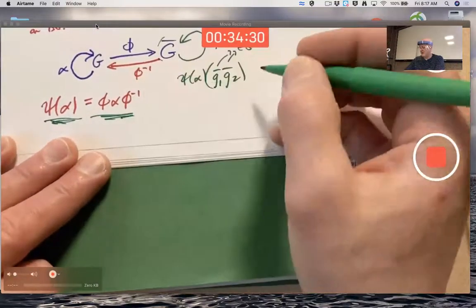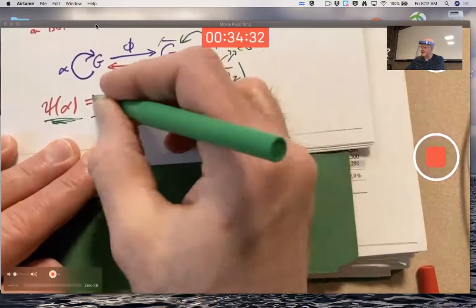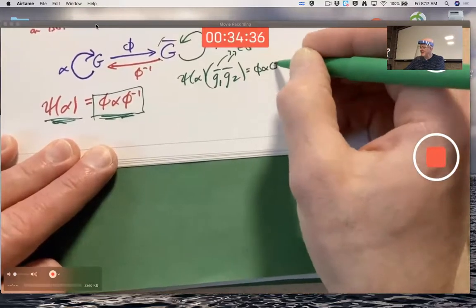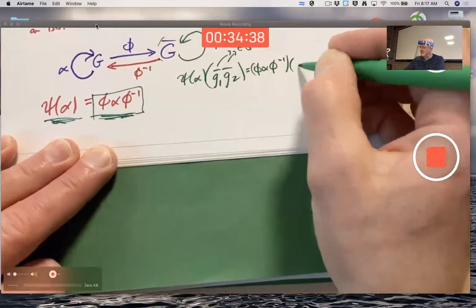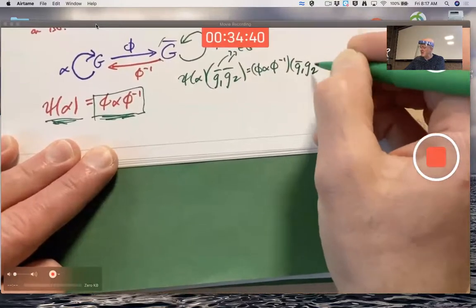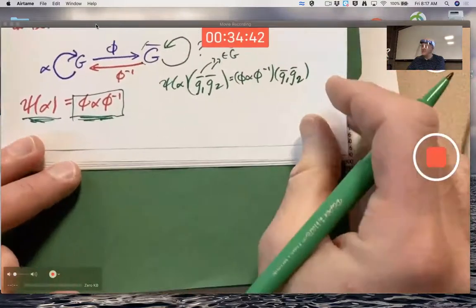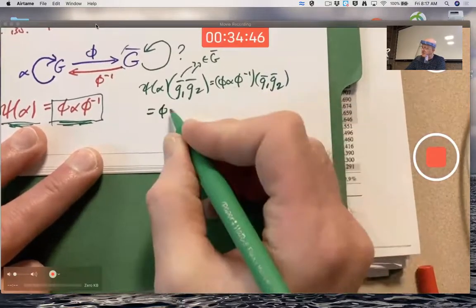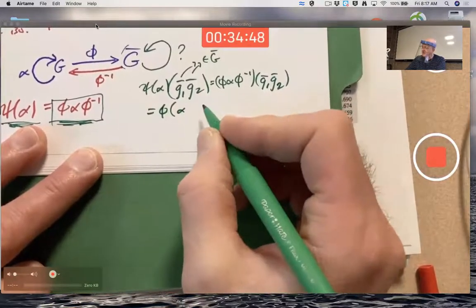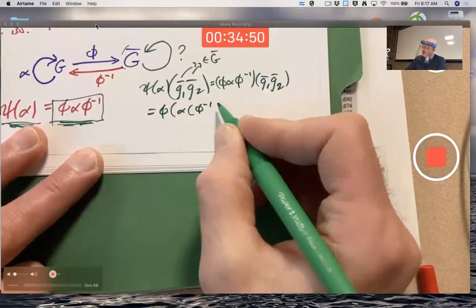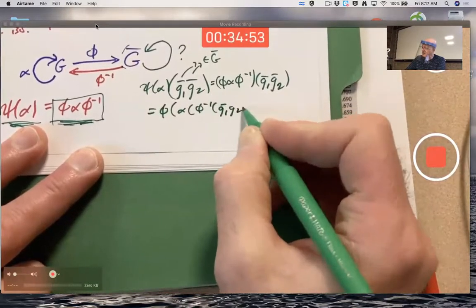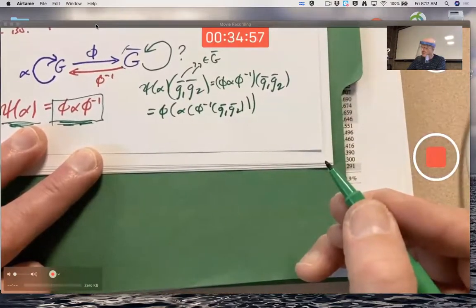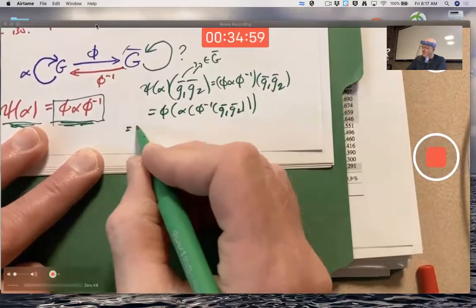And well, how do you do that? Well, what's the formula for psi of alpha? It's this. This is going to be phi alpha phi inverse of G1 bar G2 bar. And now just use the definition of function composition and just keep applying the fact that these functions are all operation preserving. This is phi of alpha of phi inverse of G1 bar G2 bar, lots of parentheses. Each one's important. More parentheses to come.